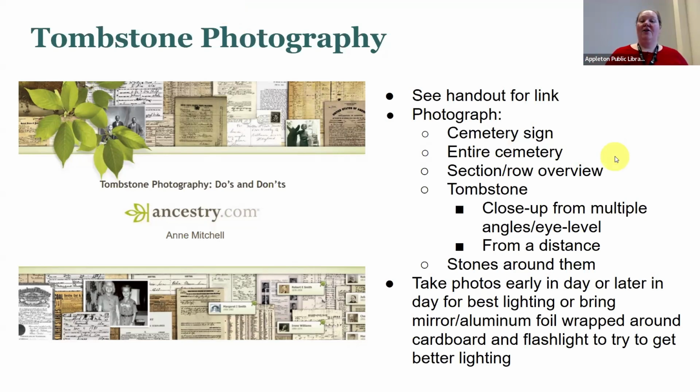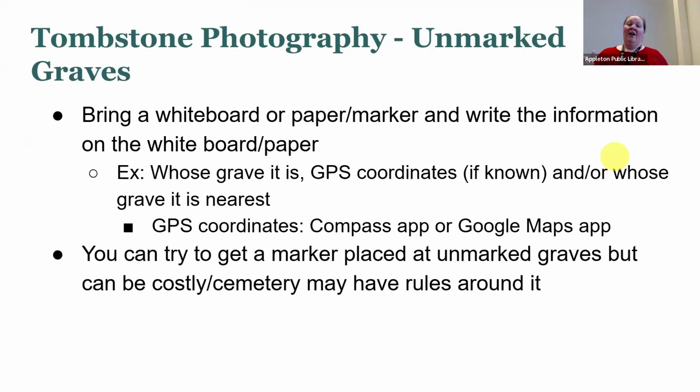So again, the link in your handout talks to you a little bit more about some do's and don'ts with some more specific tips. They also recommend bringing a whiteboard or some paper or marker to write down information, like whose grave it is, if you have a GPS coordinate, or whose grave it's nearest, especially for those ancestors who don't have a tombstone or their tombstone is unreadable. That will help you identify what you're taking a picture of, because when you go home and look at those photos later, you're going to be like, whose burial place is this? I don't remember, or I can't quite read it.